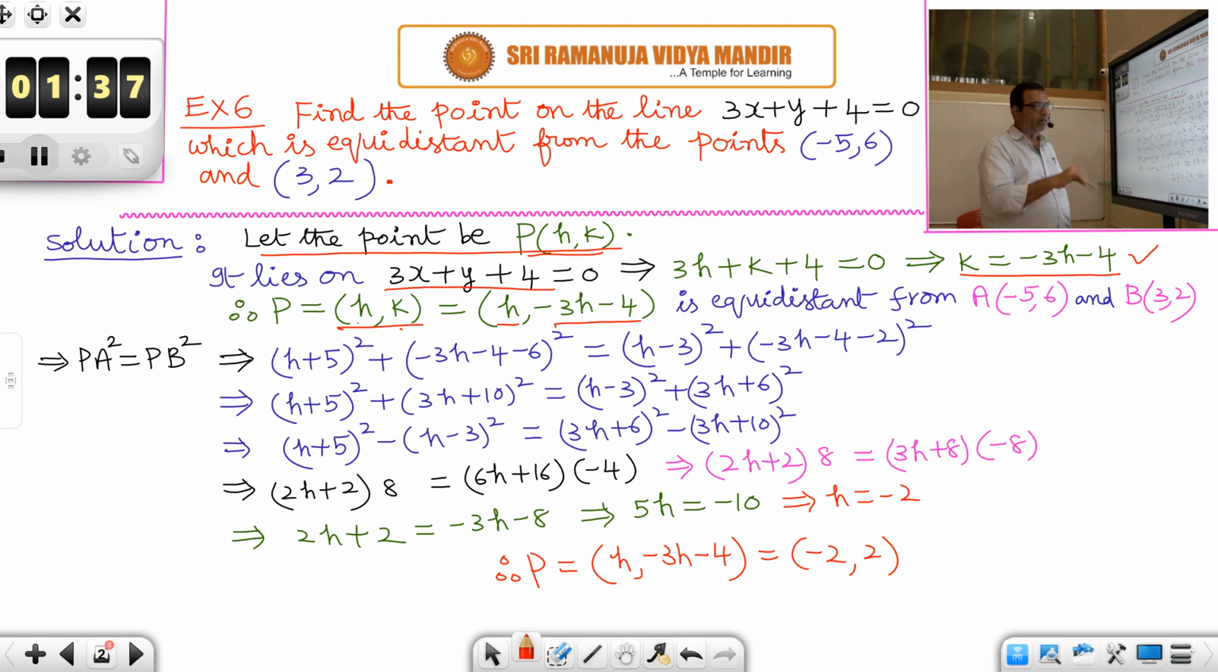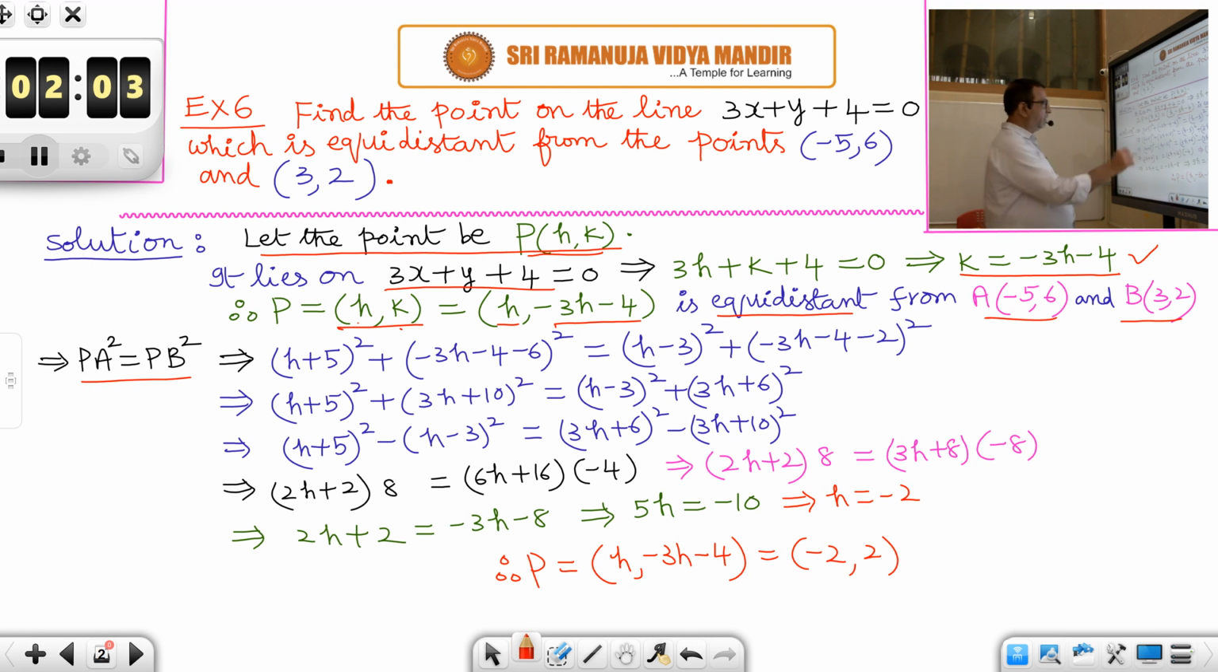We have to find this point P. That means we have to just find the value of h only. But this point is equidistant from two given points A and B. So this point P is equidistant from A and B, means PA will be equal to PB. Therefore, PA square will be equal to PB square.